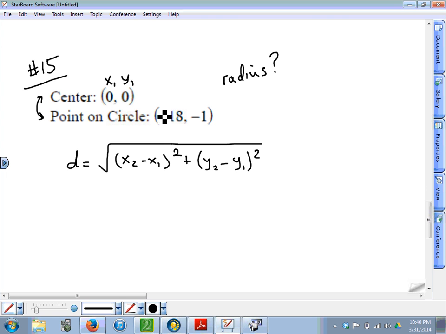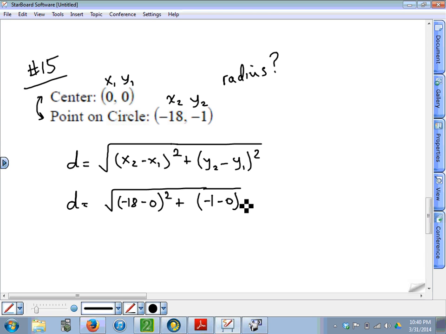This could be your x1 and your y1. This could be your x2 and your y2. So we need to use the distance formula to find the distance between the center and the point on the circle. Once we know the distance, that distance is the radius. So it just requires a little more work here. So the distance is going to be x2, which is negative 18, minus x1, which is 0, squared, plus y2, which is negative 1, minus y1, which is 0, squared. Negative 18 minus 0 is negative 18 squared. Negative 1 minus 0 is negative 1, so that's negative 1 squared.